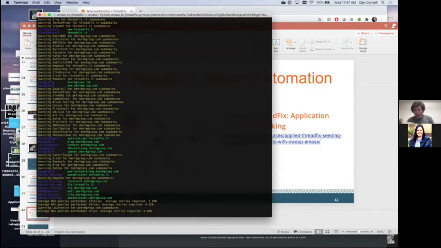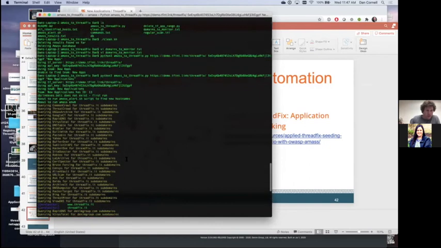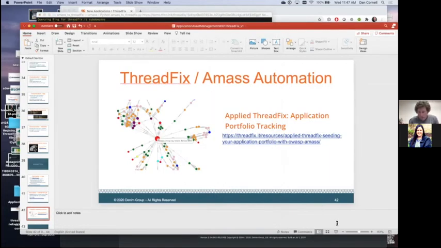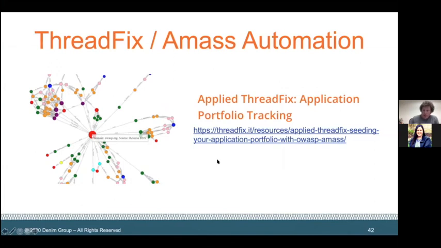Again, during this run, we're using only a fraction of the capabilities of the system. And again, what we're seeing here is we've identified a number of these application assets based on scraping these different data sources. We're just going to let that run for a bit longer, and we'll come back at the end.